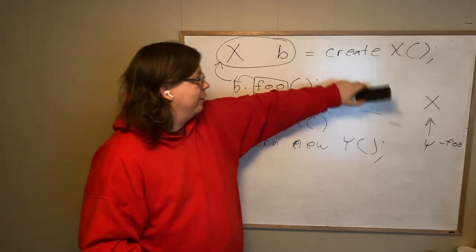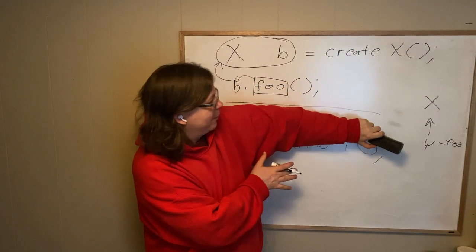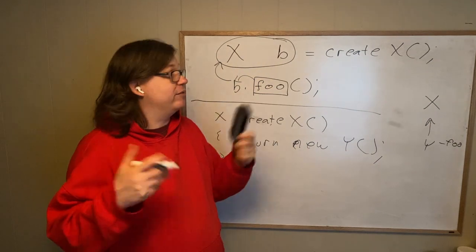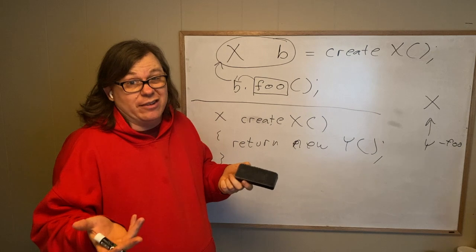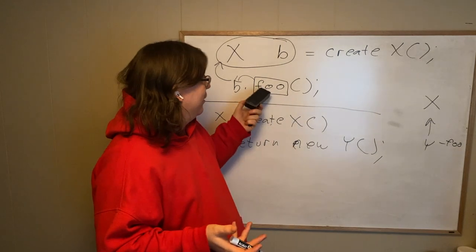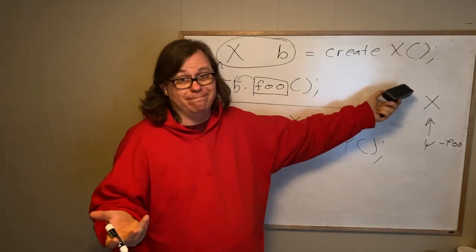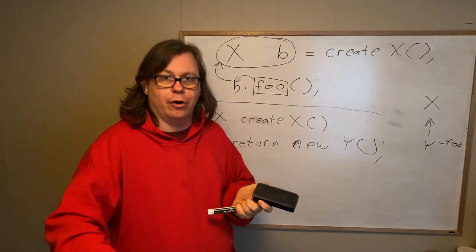The compiler here, right, looking at this stuff up here, has no idea Y exists. It knows nothing. All it knows is create X returns an X. So it could return an X. If it returns an X, there's no guarantee that X has a foo method, right? So again, we'll talk about this in code. We'll see examples of it.